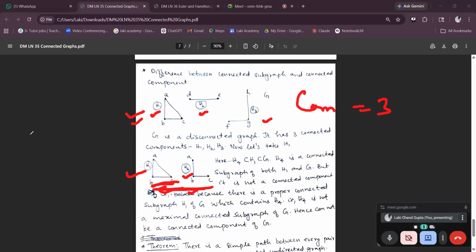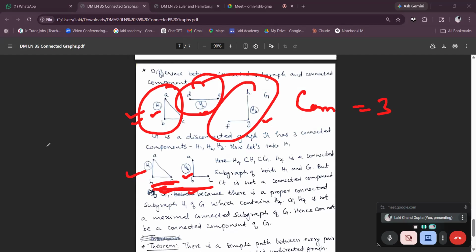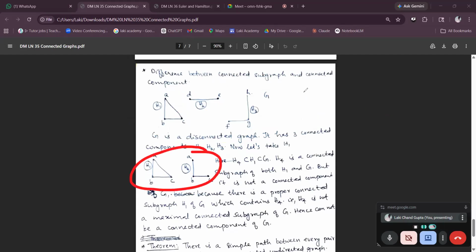So the first figure is a connected component. Yes, there are 3 components. And this is a subgraph.